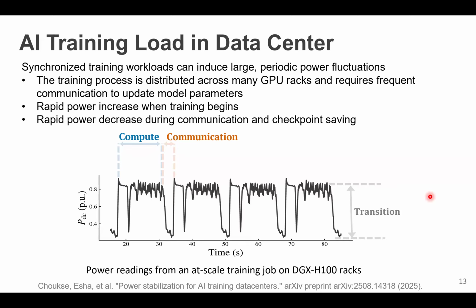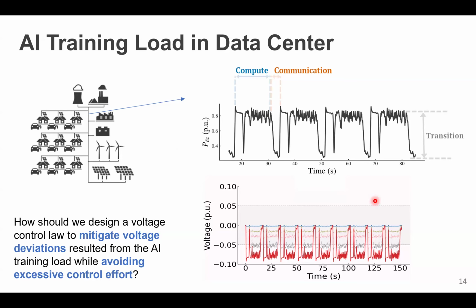And depending on the size of the model, such oscillations from bottom to peak can reach even tens or even hundreds of megawatts in the system. Now, as we discussed shortly in the introduction, if we apply this kind of load with fast fluctuations to the system, we can see fluctuations of voltage with very large variations. So in this work, we want to answer the question: how should we design a voltage controller to mitigate the voltage deviations resulting from the AI training load, but also avoid using excessive control effort in the system?